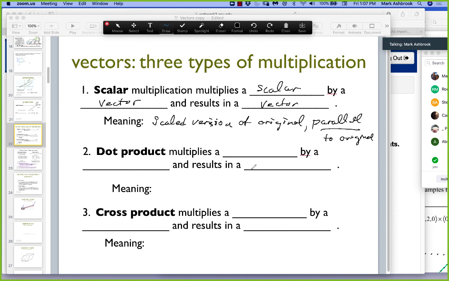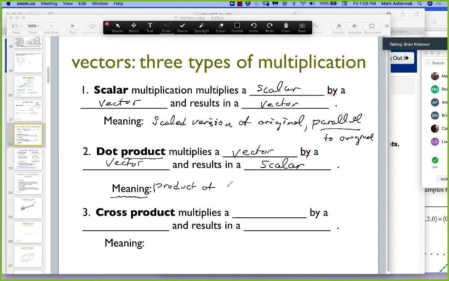All right, dot product multiplies something new. A what by a what and results in a what? A vector by a vector and results in a scalar. And who remembers from last time this really important meaning for a dot product? Hint, it's a product. Product of what? It's the product of the x components plus the y components. That's true, but that's just the formula to get the answer. That's not the meaning. So what was the meaning that we came up with?